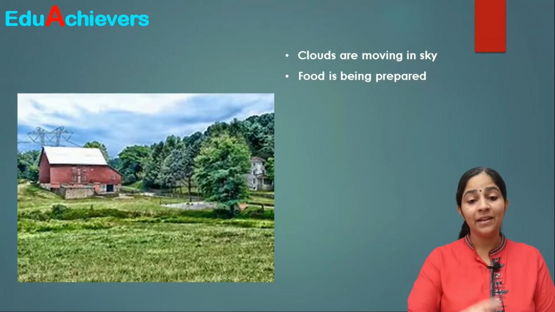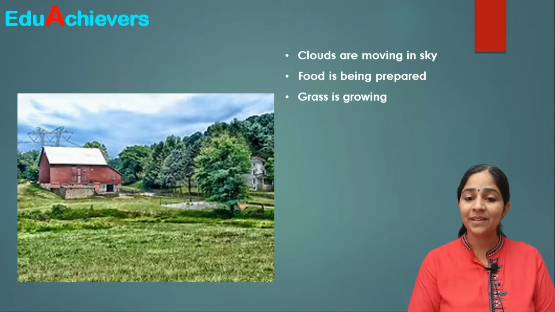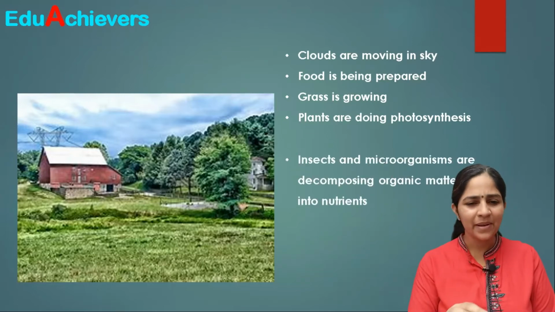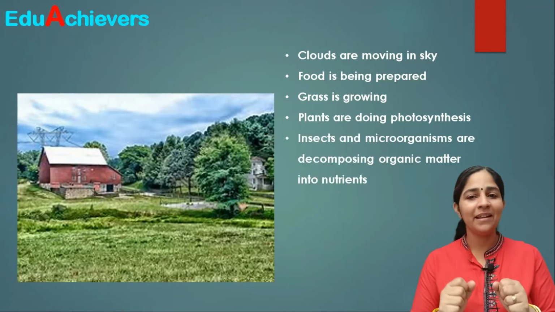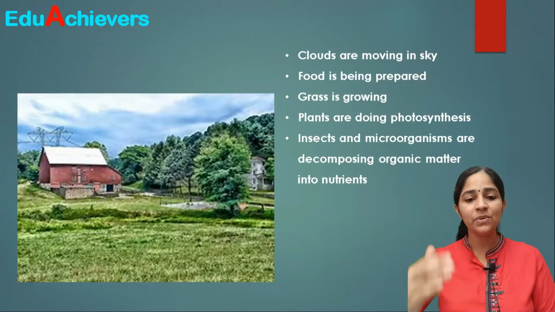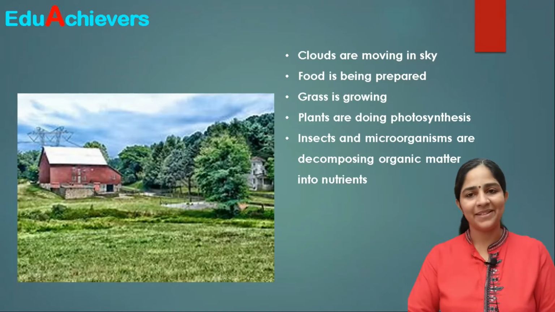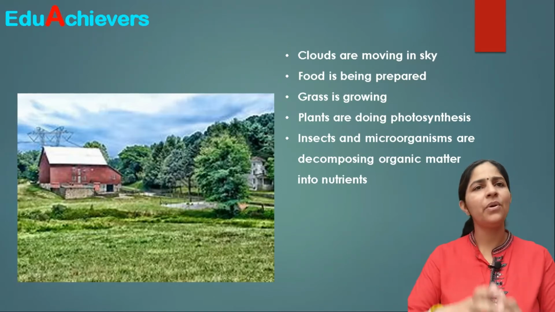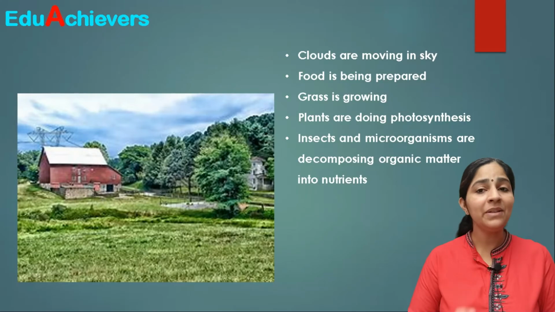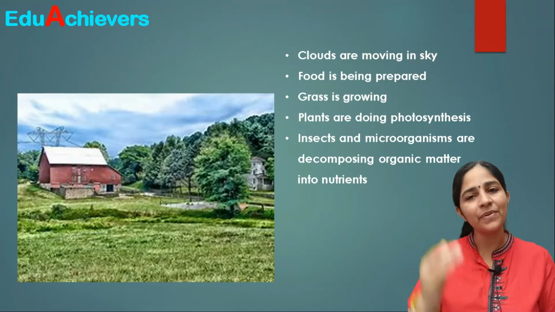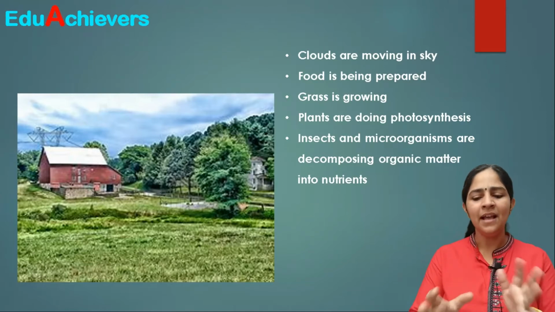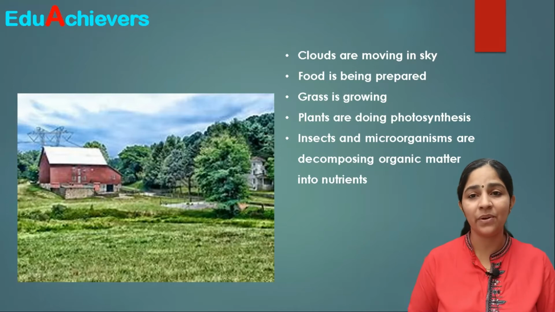If you look further, the grass is growing, and the plants are absorbing sunlight and doing photosynthesis. Insects and microorganisms in the soil will be decomposing the organic matter and breaking it down into nutrients, and those nutrients will be used again by plants, correct? So there are a lot of activities going on. Even if you look around yourself, you will see so many activities going on. We need to understand whether those activities are of physical nature or chemical nature, and in order to understand that, we need to understand the different types of changes going on around us.